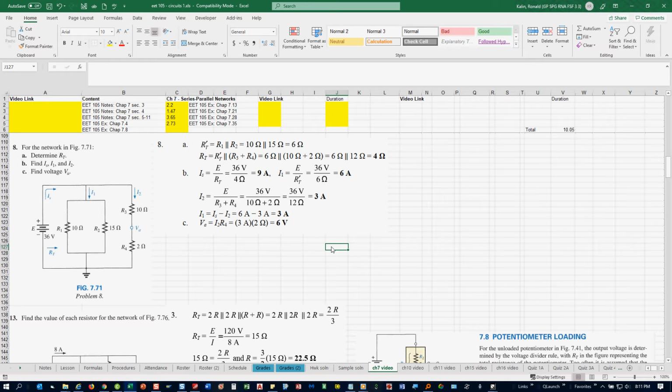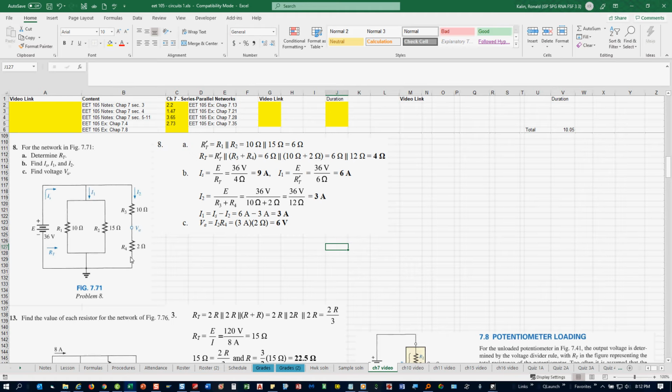EET105, Chapter 7, Problem Example 8. For the network in the figure below, first thing, determine R sub T, the total resistance. So you're going to look at this and say, okay, where are we looking at R sub T from? From the load. From the source, the voltage source.